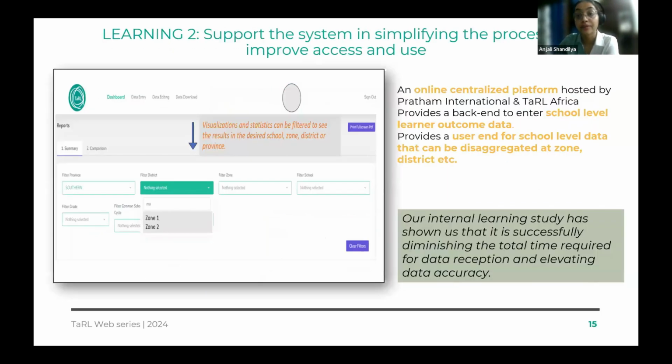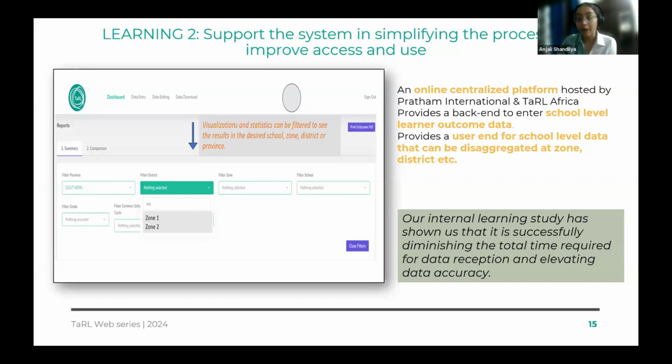And there, when we introduced the data entry portal, it brings us to our second most important learning, that we need to support the system in making the process simpler and the data usage easier. One of our supports is the creation of this data entry portal to speed up the data collection process by making it more readily available and with easier data management.